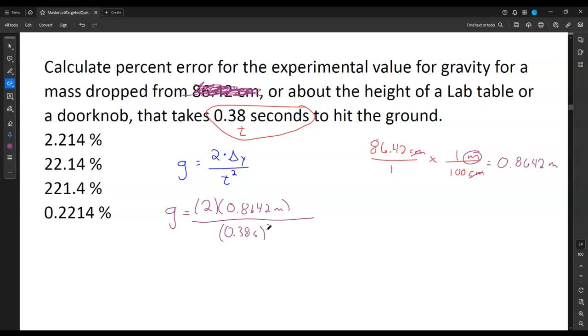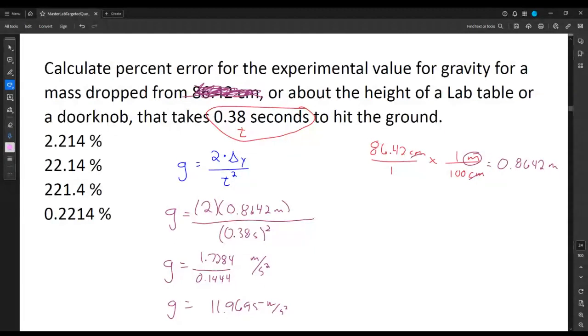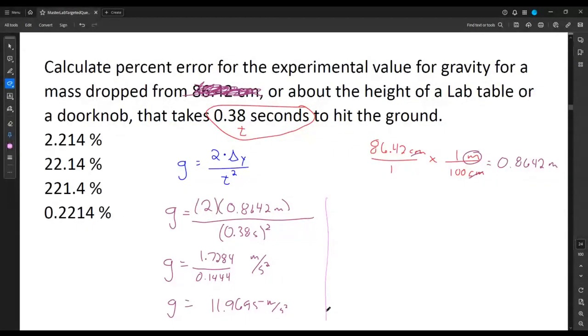So we have the time. Easy enough to just square it. If you look at the units, we've got meters here and seconds that get squared. So that's our meters per second squared that we would have seen on the last question. If we go ahead and double the top, we will get 1.7284. And then if we square the bottom, we get 0.1444. Then dividing these gives us something like 11.9695 meters per second squared. Okay, so that's just the raw value for what the group would calculate if they ran a lab and got answers similar to this.